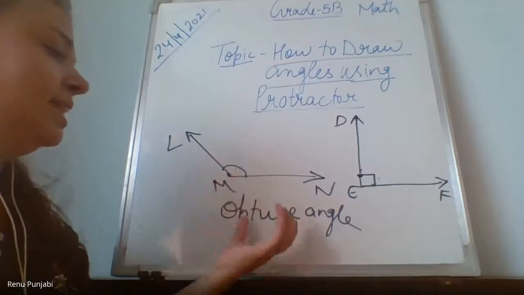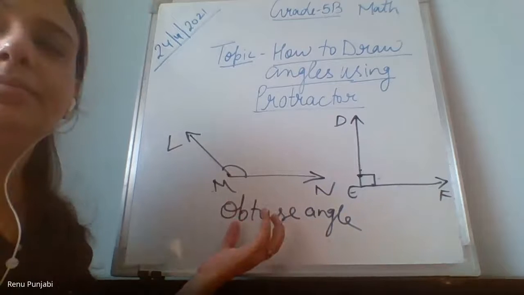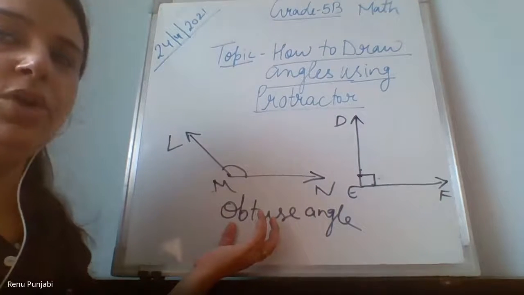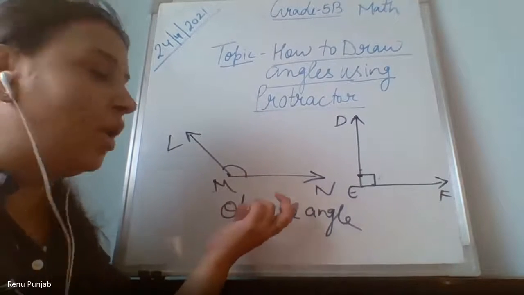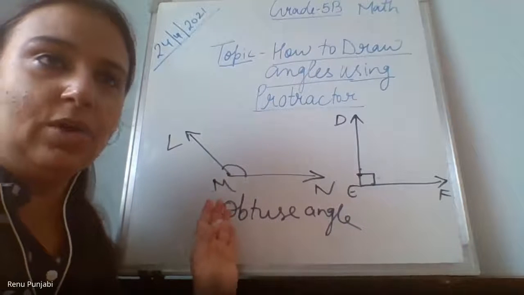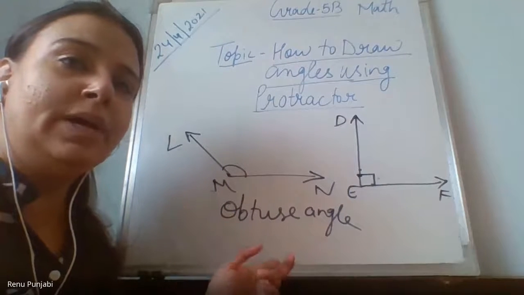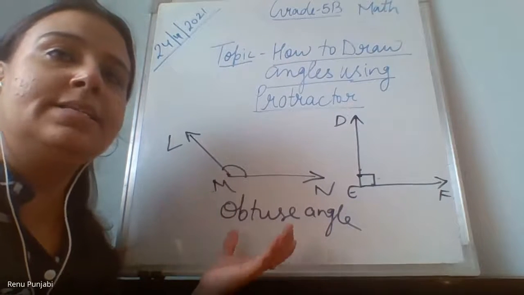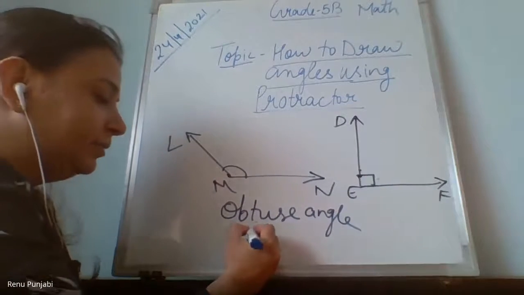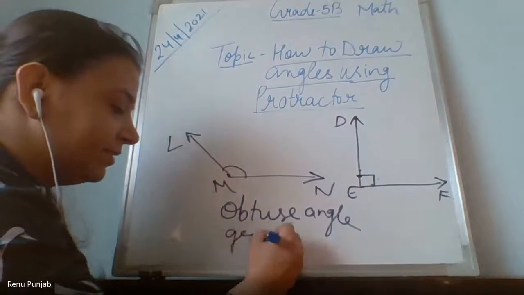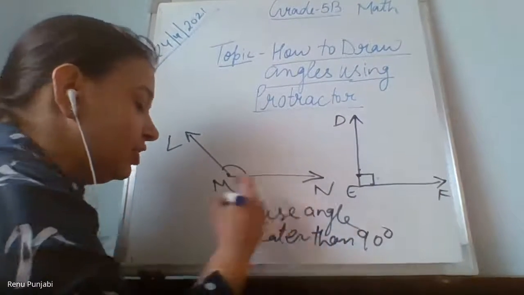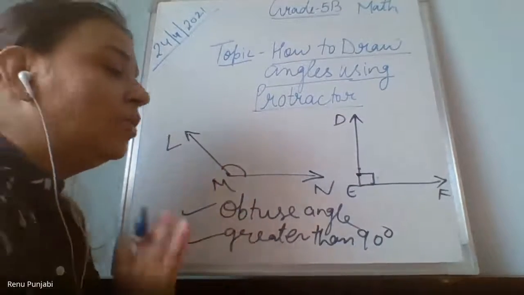So by looking at this, we know that it's obtuse. Please pay attention here. By looking at this, we know that it's an obtuse angle, and an obtuse angle is greater than 90 degree. Okay? Always remember that an obtuse angle is greater than 90 degree. So we can say that this is greater than 90 degree. So this information we get by looking at this.